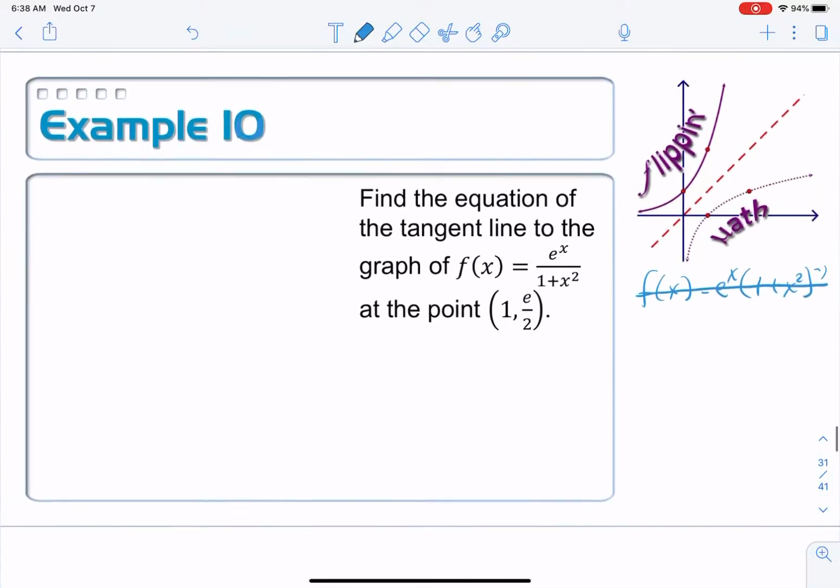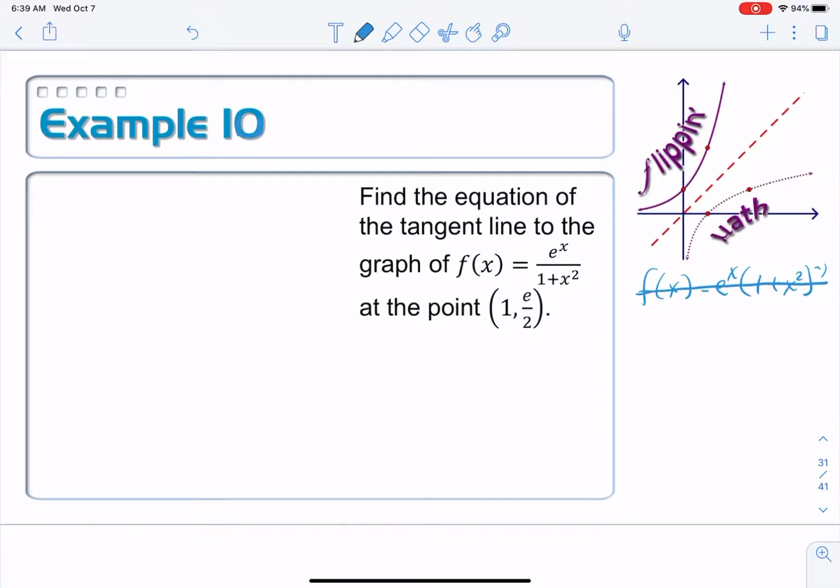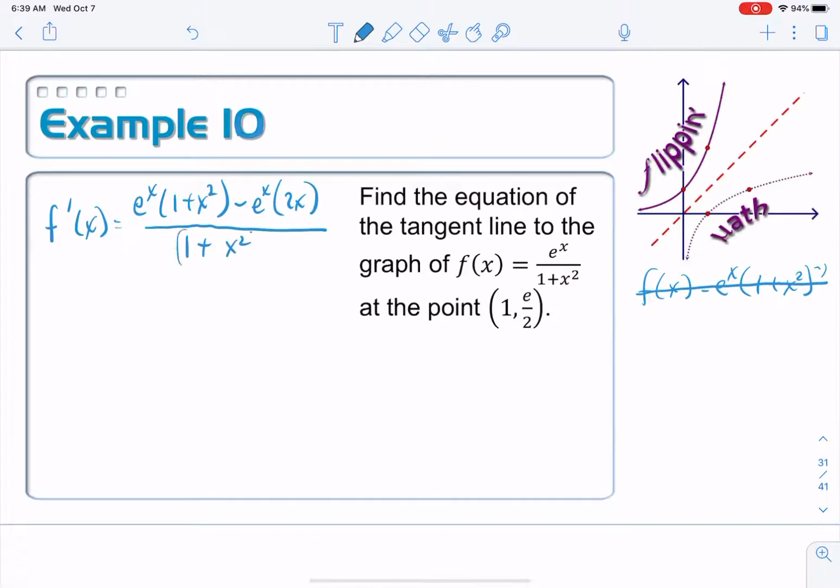All right, so taking the derivative with the quotient rule goes like this. F prime of x is equal to the derivative of the top. Derivative of e to the x is e to the x, times the bottom, 1 plus x squared, minus the top, e to the x, times the derivative of the bottom, which is 2x, all over the denominator squared, 1 plus x squared, squared.